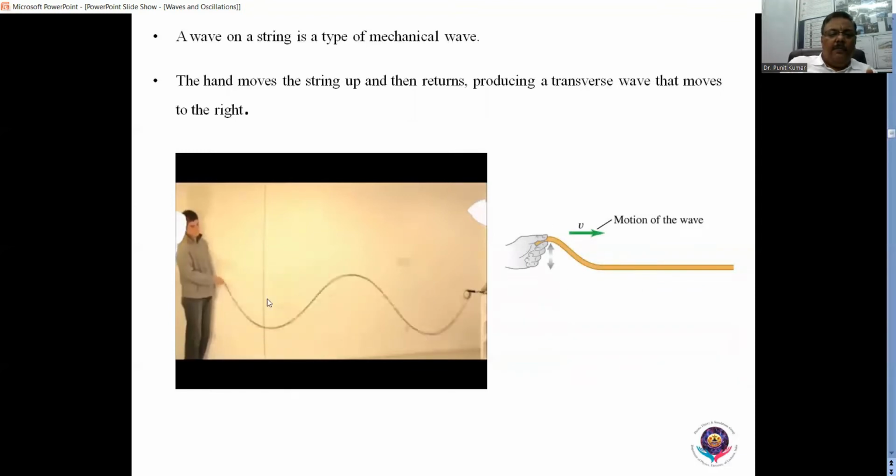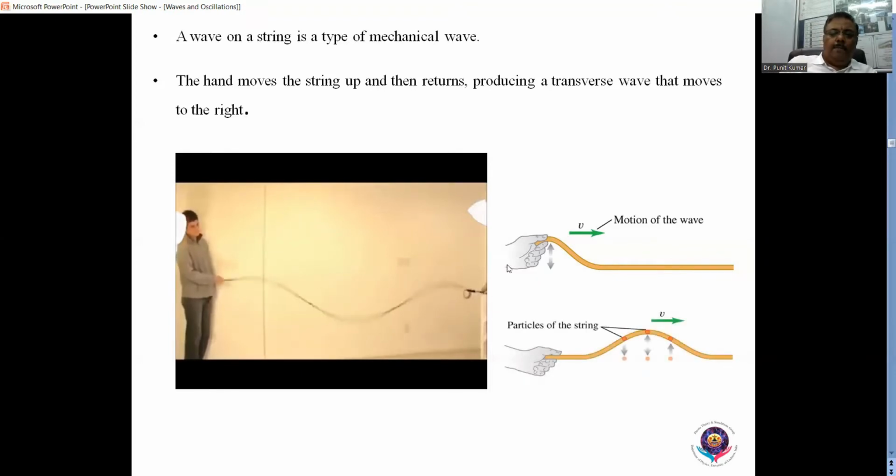If we take a string, tie it to the wall, and move it up and down, what do we see? There is a transverse wave going along. The disturbance created by the hand on the rope is traveling to the support. That means it is traveling in this direction, and the wave is traveling with a velocity v. The wave disturbance has traveled, but the rope is there, the particles of the medium are there.